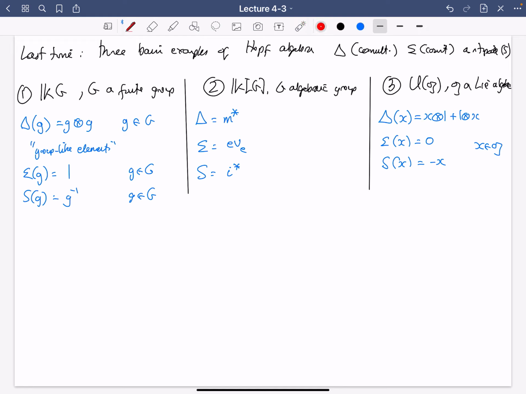And I think I didn't go through the details last time, and I'm not going to do it here, but just remember that you need to use the universal property of the universal enveloping algebra to see that these extend appropriately.